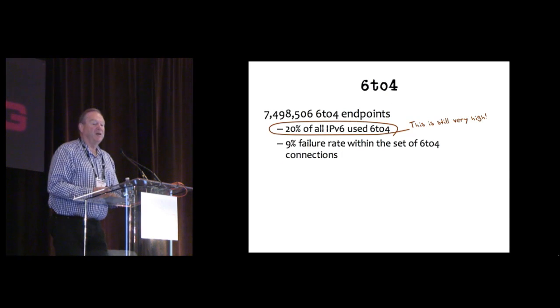On 6 to 4, I saw 7.5 million of them, but the connection reliability in 6 to 4 is still basically lousy. Tunnels don't work. Tunnels really are evil, and you shouldn't be using it.